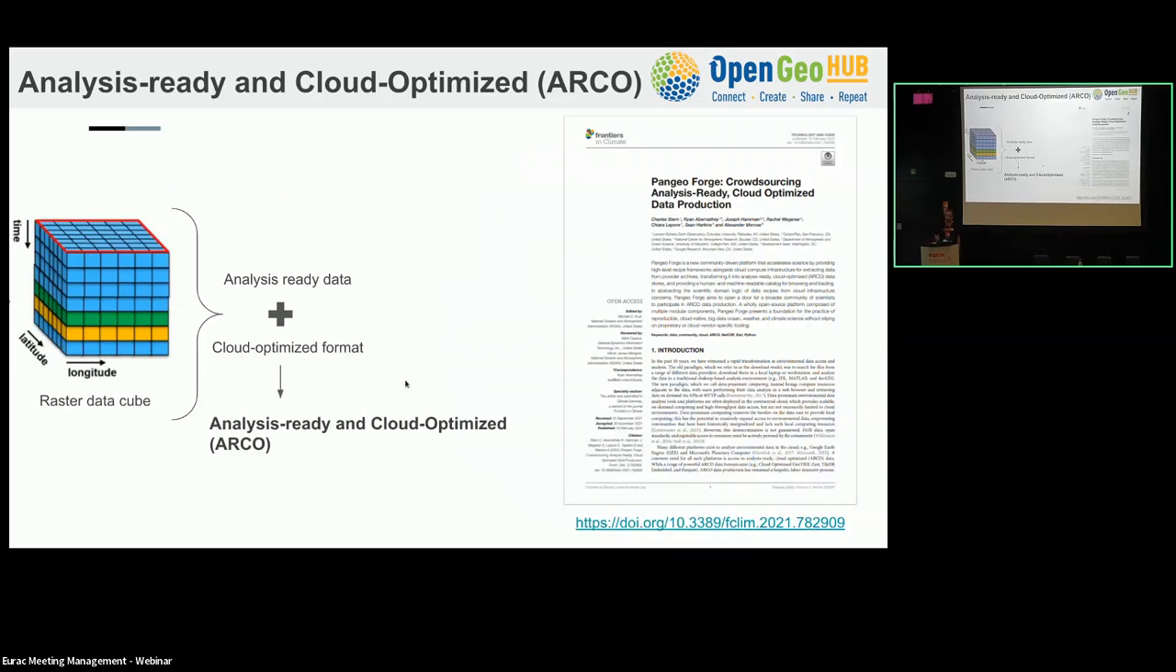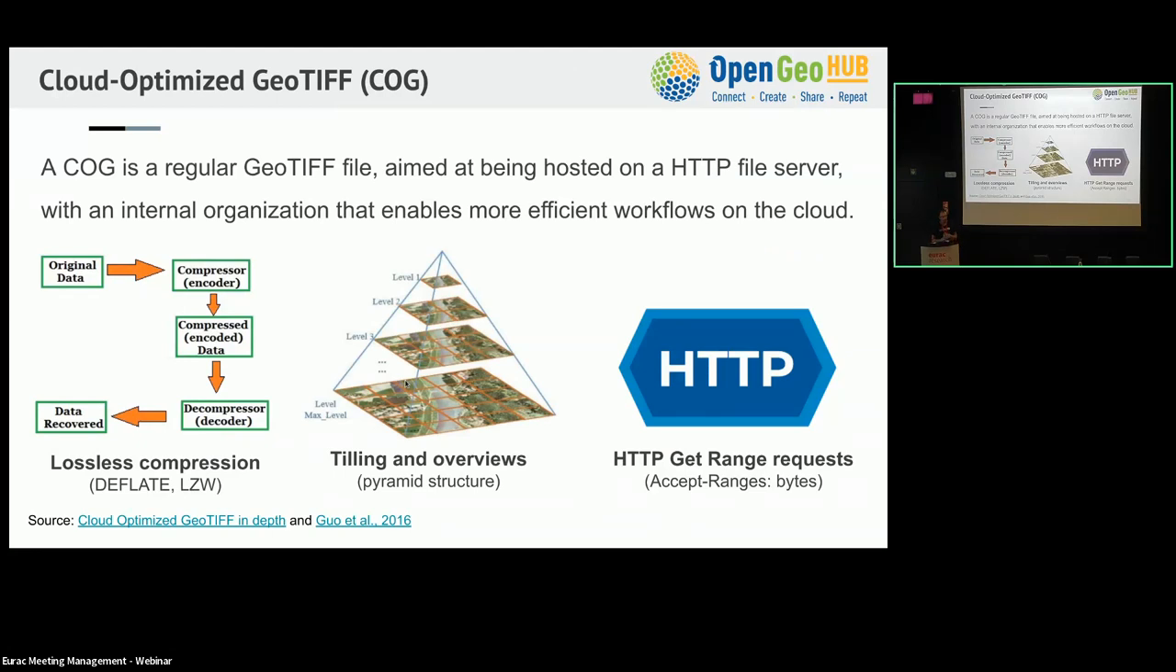And if you combine these two concepts, you have something called analysis ready and cloud optimized GeoTIFF, ARCO. That's the concept that Pangeo started using in this paper. And we truly believe that by combining these two things, you can really make a difference. One more important thing, which depends on the application: when you work with Landsat and Sentinel, optical sensors, you need to really see the data.